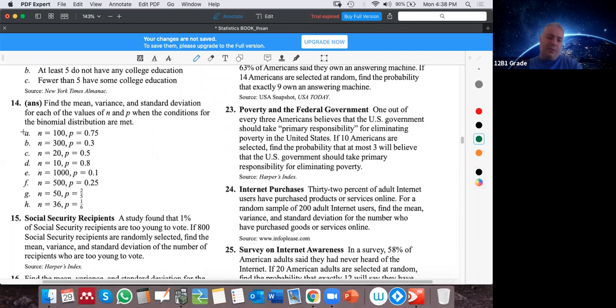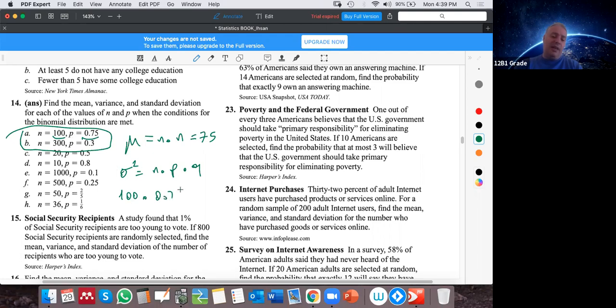Okay, for example, try to answer these two things. So the mean is n times p, so the result will be directly 0.75 times 100, which is 75. And then the variance is equal to n times p times q. N is now here 100. Now p is given, 0.75.